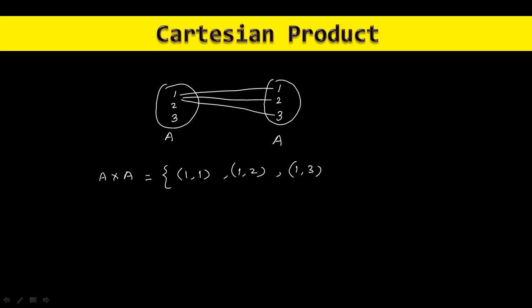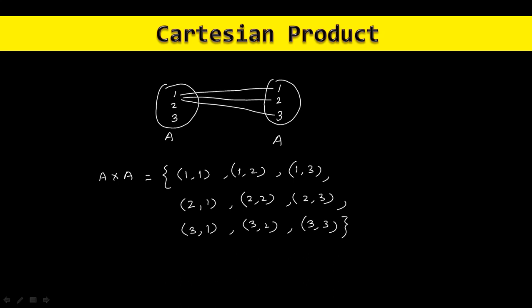Similarly, I can write (2, 1), (2, 2) and (2, 3). And what about the third combination? I can write (3, 1), (3, 2) and (3, 3). This one is the third combination.